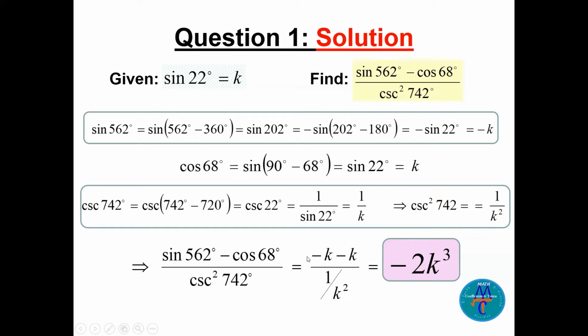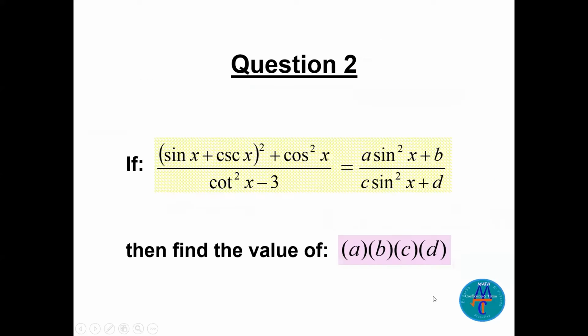So just put the values here, minus k, and there is a minus from the question. There is another k, over 1 over k squared. So minus 2k cubed is the answer.